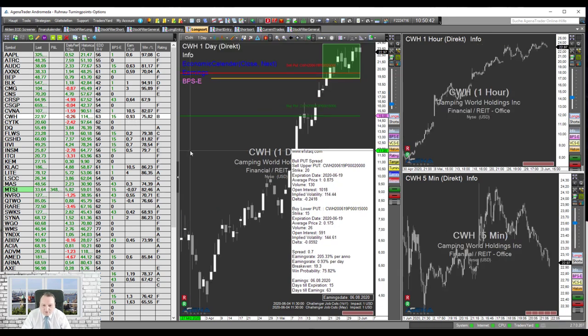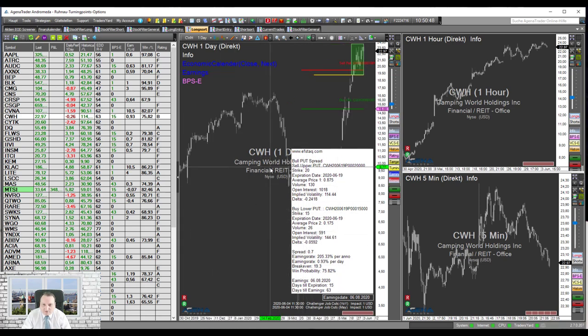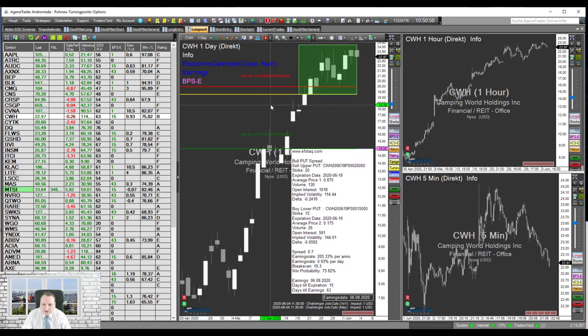Then have a look at another one. Here the volume is much higher and it's only 15 days and still looks pretty good. And the system says that when you want to do a bull put spread, sell the upper put at a strike price of 20 here and then a lower put, for instance at 15, and you will earn a spread of 70 cents for 15 days.